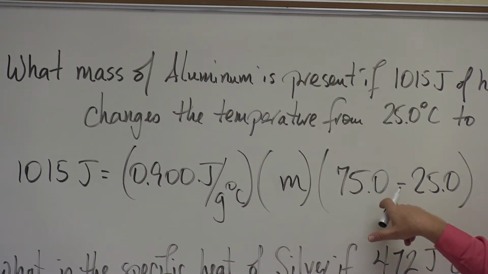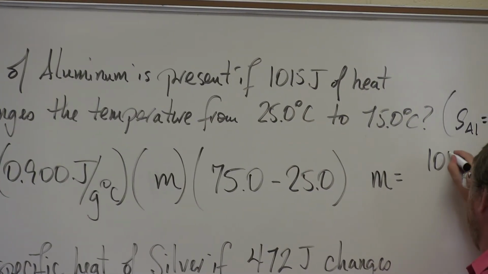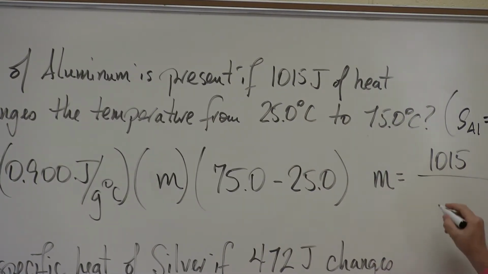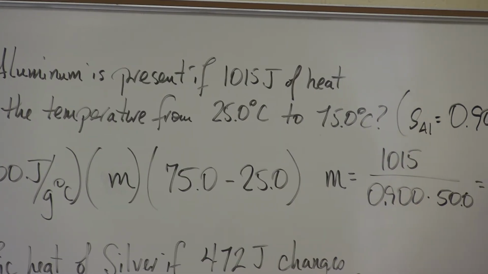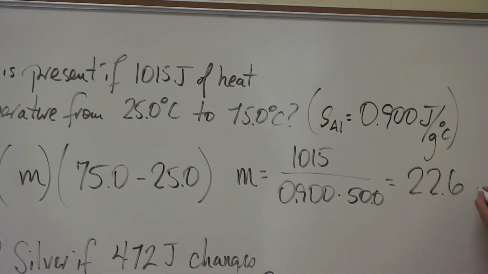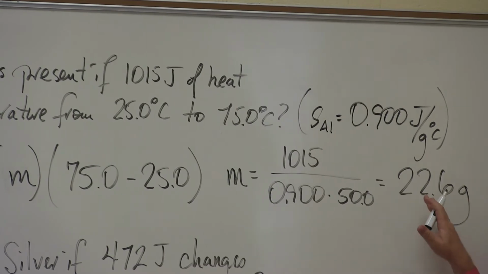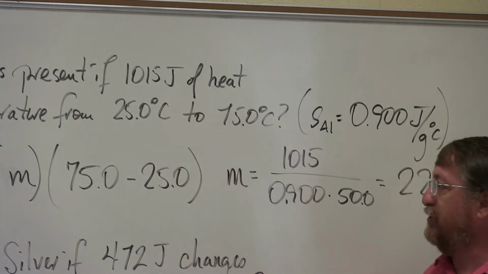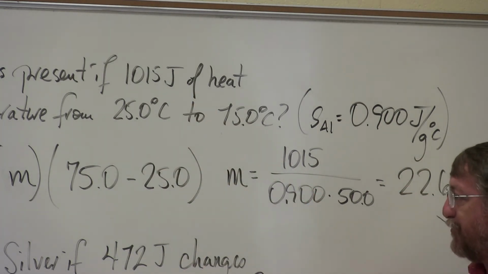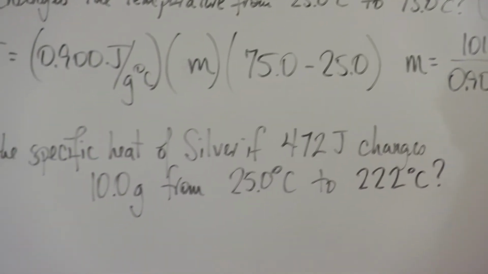So here we've got 25, so the mass is going to be equal to, I'm going to remove the units, 1015 divided by 0.90 times 50. And that equals 22.6 grams. So we would have 22.6 grams of aluminum present if this much heat was used to change it by 50 degrees. Okay? Let's calculate another one.